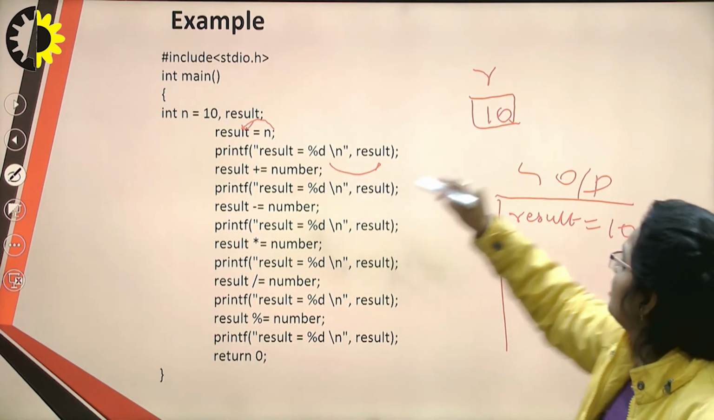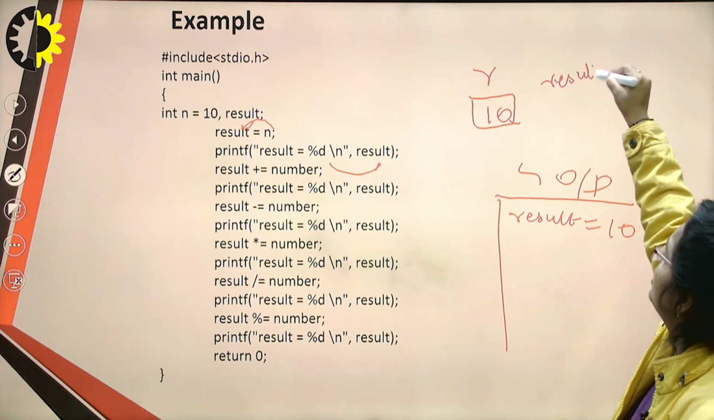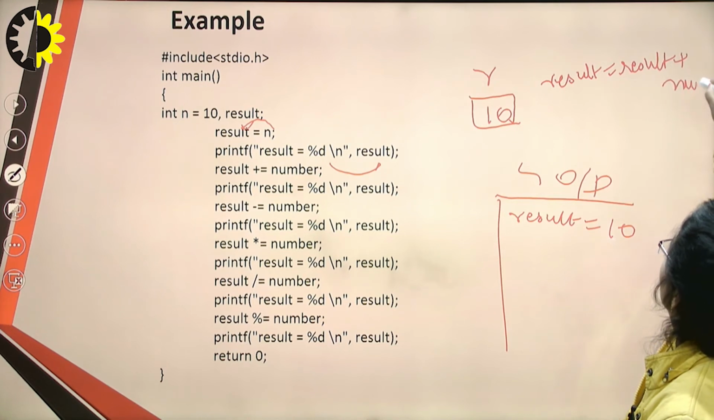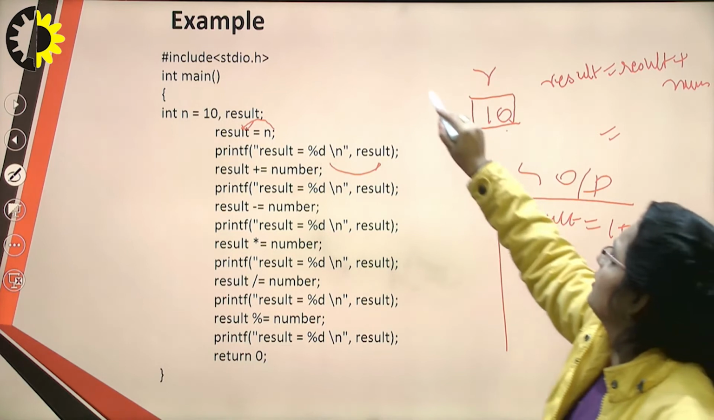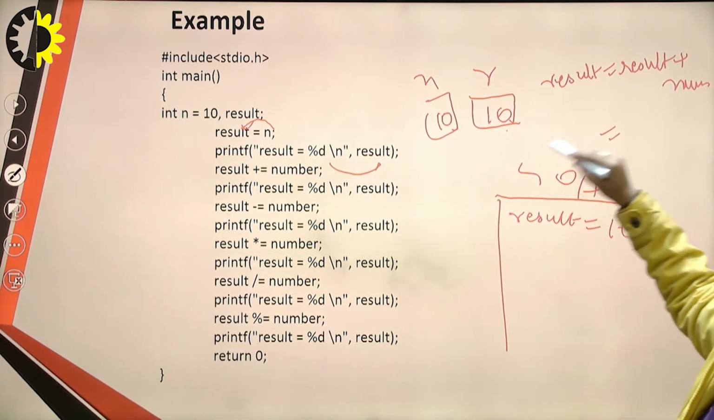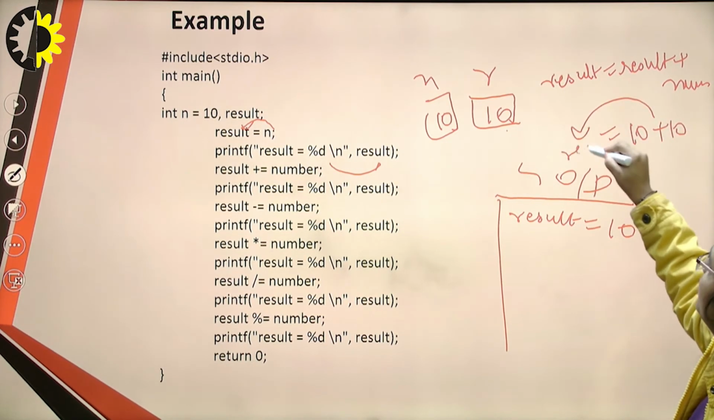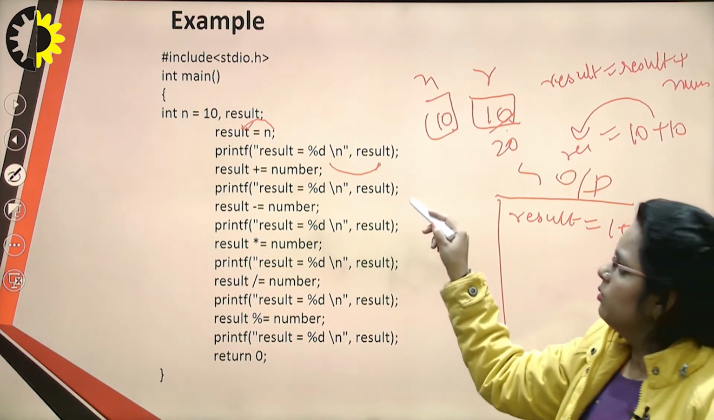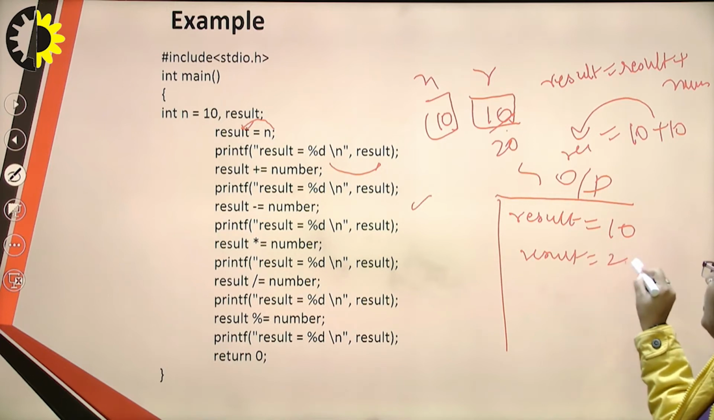Another expression is result plus equals to number. It would actually be result is equals to result plus number. Now the result currently has value 10, which we have assigned over here, and n has 10 value. So result 10 plus 10. So the updated value of result would be 20. And this is how it would be printed here. So now result would be printed as result equals to 20.